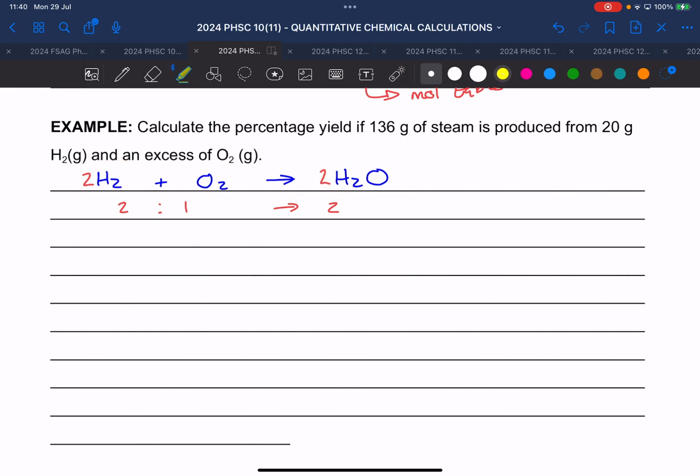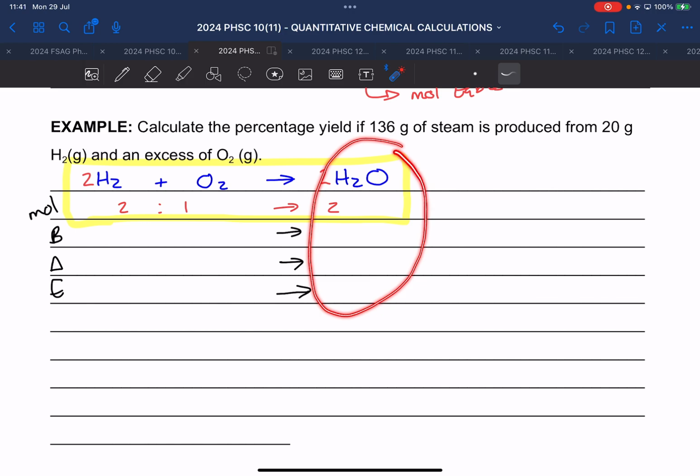Okay, so I highlight that a different color because that is just my recipe. It's not what I actually have. Okay, so that is mole. Then I have beginning, change, end. Karabu, what is something that I can immediately write down without even doing any calculations? 0. Where does my 0 go? At my products, at the beginning is 0. So just 0.